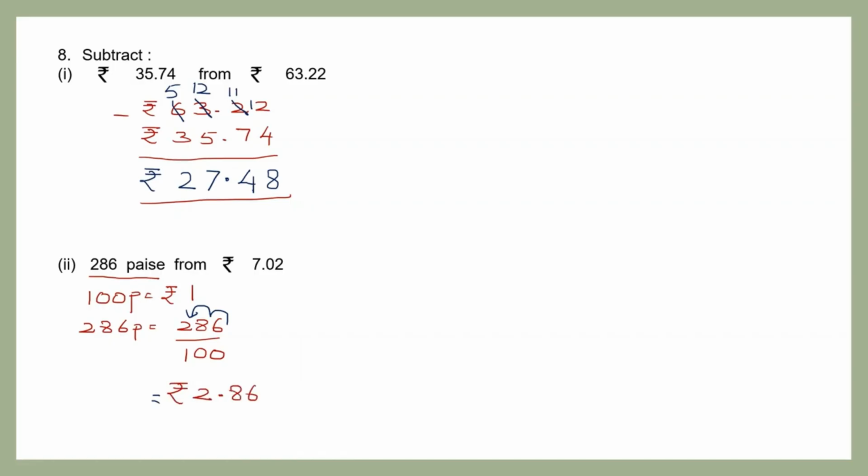Now I can subtract. So let's write the second number first. So here I have rupees 7.02 and the other one is rupees 2.86. Let's subtract. 2 minus 6 I cannot do. I need to borrow all the way from 7. So that becomes 6. This becomes 10 and 9, 12. 12 minus 6 is 6. 9 minus 8 is 1. Decimal point. 6 minus 2 is 4 rupees. So my answer is 4 rupees and 16 paise.